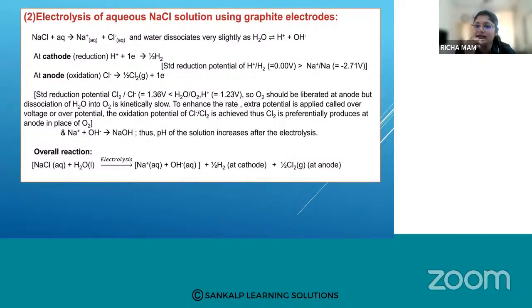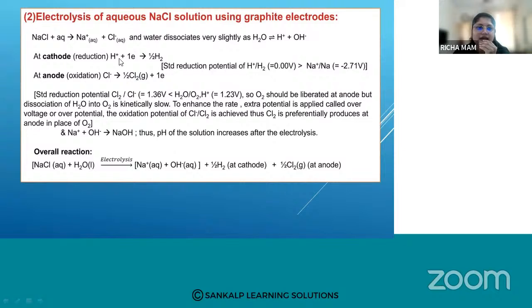And when you add NaCl in water, what will happen? It will dissociate. We know how it dissociates: into Na plus ions and Cl minus ions. Water is also present, so these water molecules also dissociate into H plus and OH minus ions. So NaCl dissociates into Na plus and Cl minus, and water dissociates into H plus and OH minus ions.